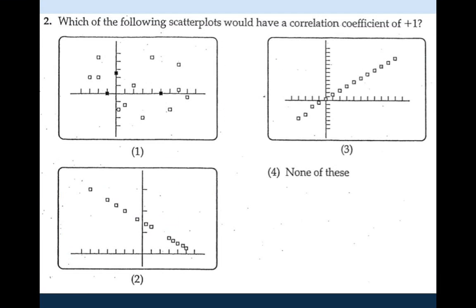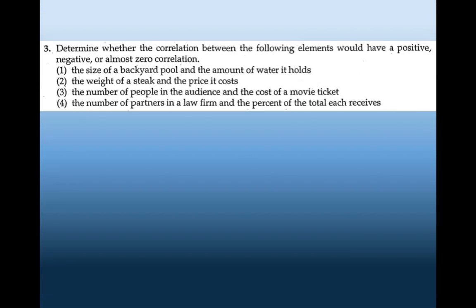The second one here, which of the following scatter plots would have a correlation coefficient of positive 1? What I would like you to do is try this on your own. I'm going to go through it in class tomorrow. So take a second, try that on your own. And for 3, I'm going to go through 1 and 2. You're going to do 3 and 4 on your own.